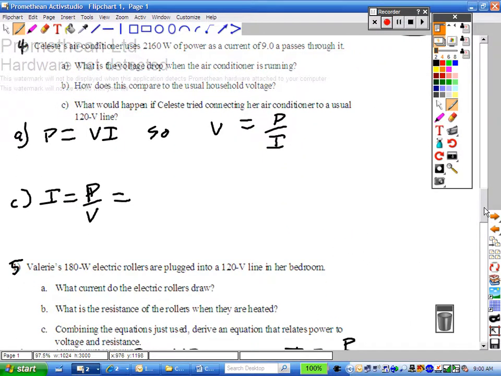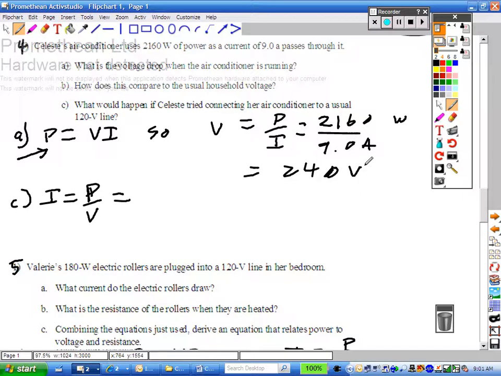Number 4, Celeste and her air conditioner. So on number 4, we want to use power equals VI. That's one of our primary formulas for power. And then the voltage is the P divided by the I. Well, the power is 2160 watts, and the current is 9 amps. And so the voltage is 240 volts. The answer to part B is that's much bigger, twice the voltage you usually have when you plug things into the regular outlet at your house.